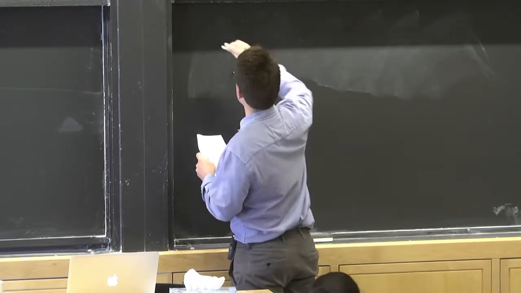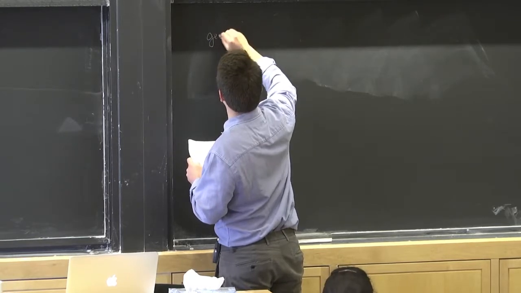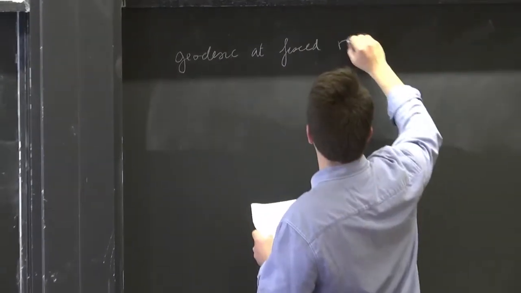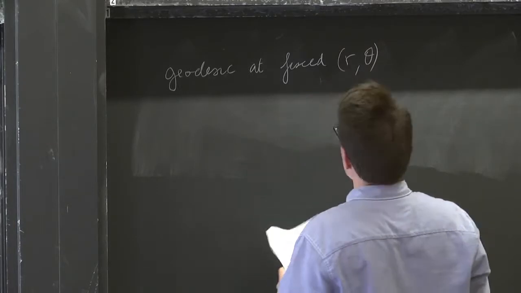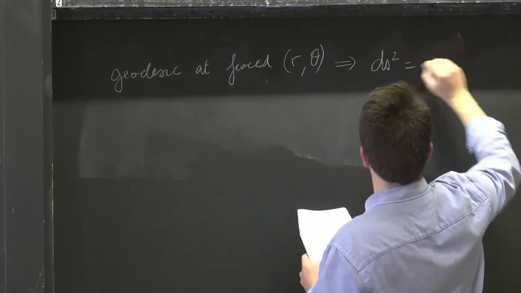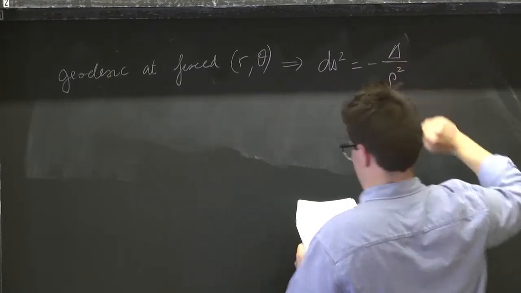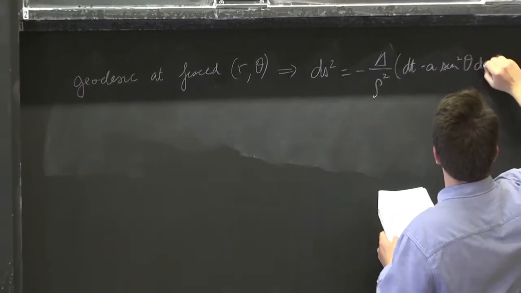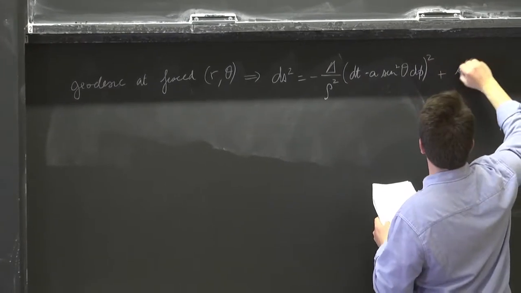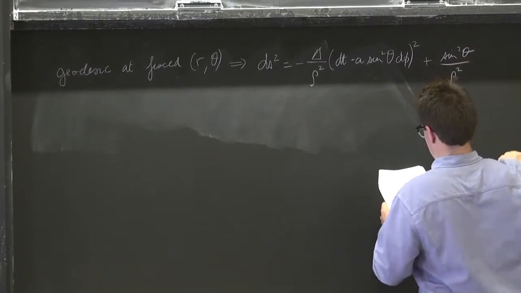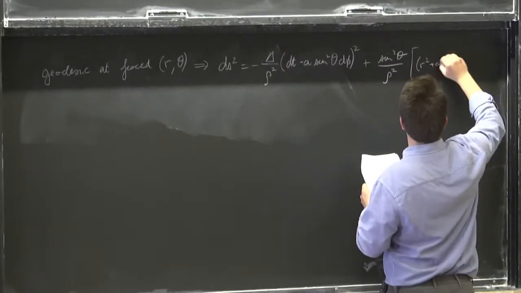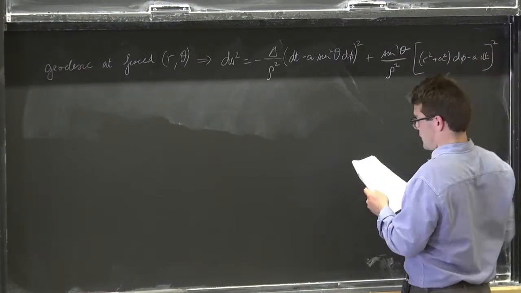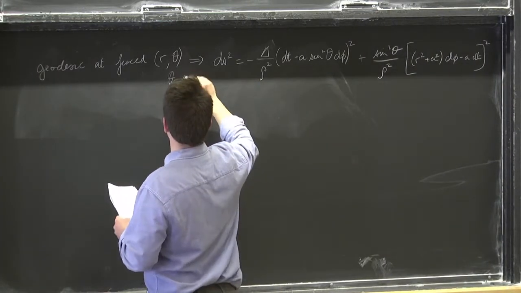OK, so let's consider a geodesic at fixed r and theta. So the line element along the geodesic is ds squared equals minus delta over rho squared times (dt minus a sine squared theta d phi) squared, plus sine squared theta over rho squared times ((r squared plus a squared) d phi minus a dt) squared. OK? And we're going to set theta equals pi over 2 for simplicity.